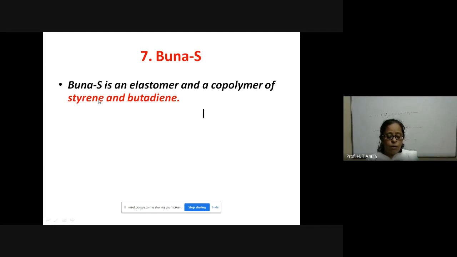When I talk about this polymer being made from styrene and butadiene, since two monomers are used, that is styrene and butadiene, it is called a copolymer. If only one monomer is used, then it is called a homopolymer. This is the type of classification depending upon the monomers used. From this, you can make out that since two different monomers are used, we call it a copolymer. Clear?